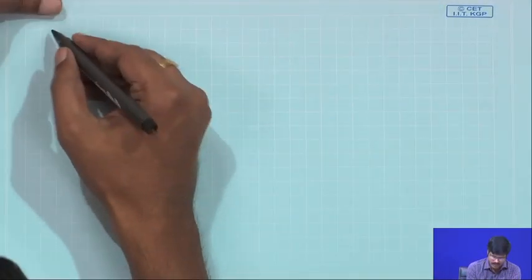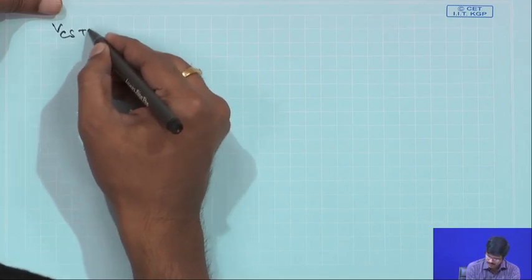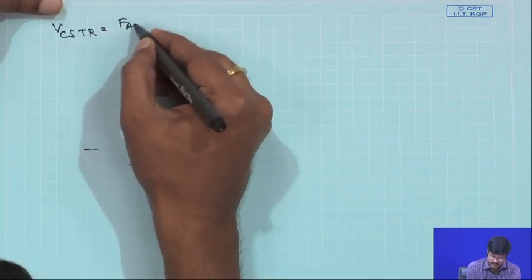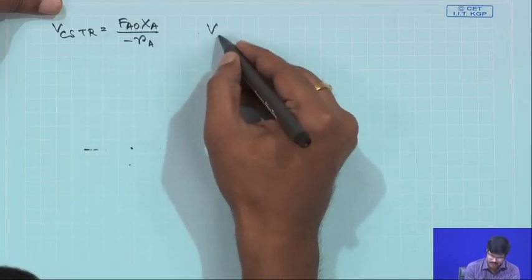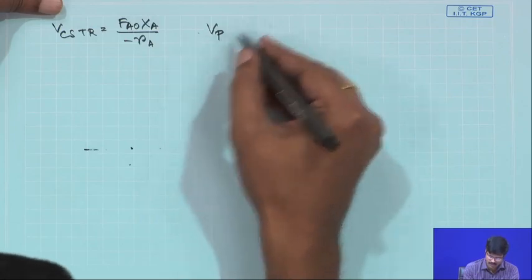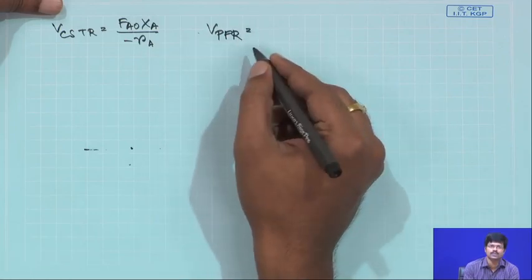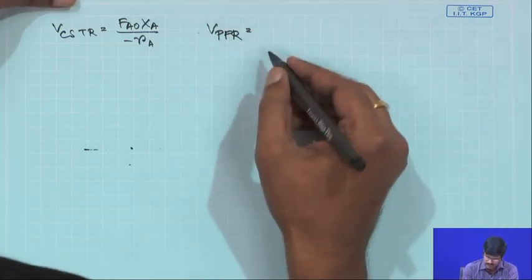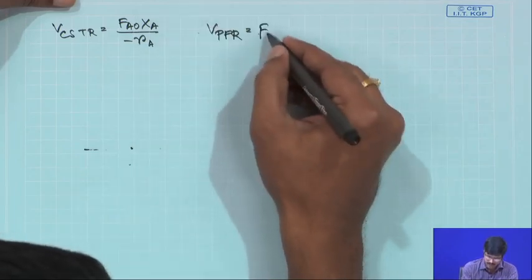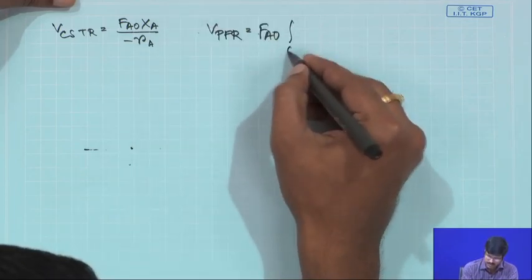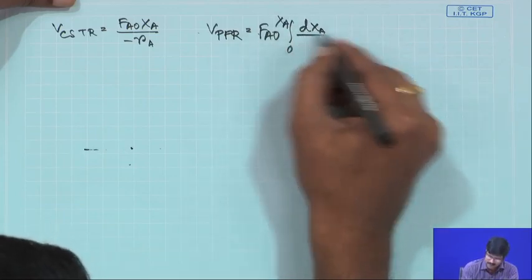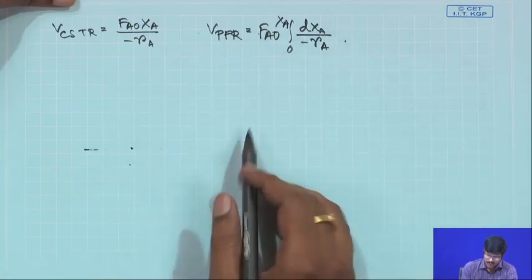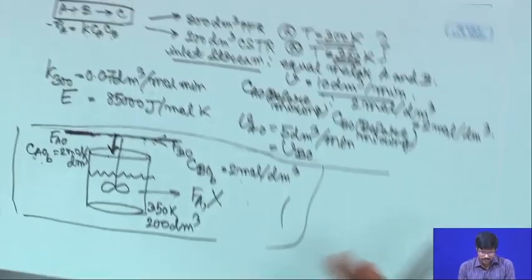Okay. So, what is the mole balance of CSTR? It is Fa0 into Xa divided by minus Ra. Actually, this is the design equation that we get from the mole balance. So, what is the design equation of Vpfr of PFR? You will get the Vpfr from there. That is Fa0 into integral 0 to Xa dxa divided by minus Ra. Rate law we already know, this is the rate law.